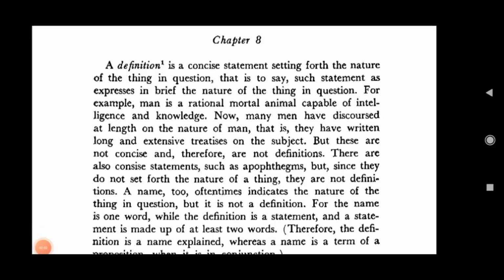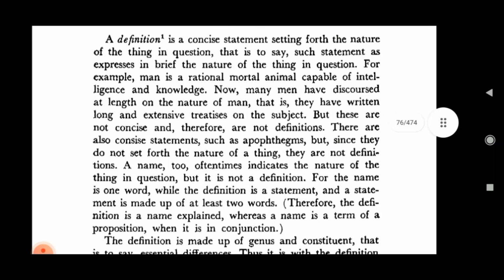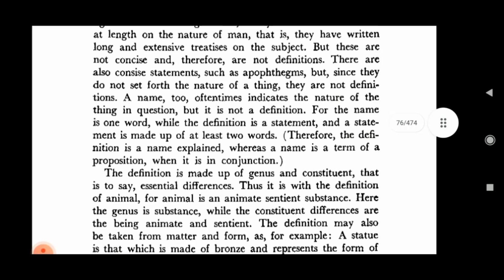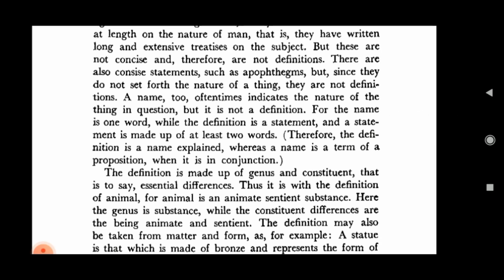Chapter 8. A definition is a concise statement setting forth the nature of the thing in question, that is to say, such a statement as expresses in brief the nature of the thing in question. For example, man is a rational mortal animal capable of intelligence and knowledge. Now many men have discussed at length the nature of man, that is, they have written long and extensive treatises on this subject, but these are not concise and therefore are not definitions.